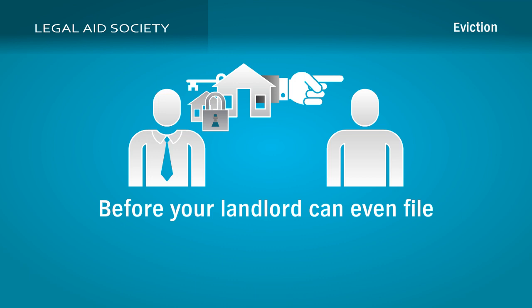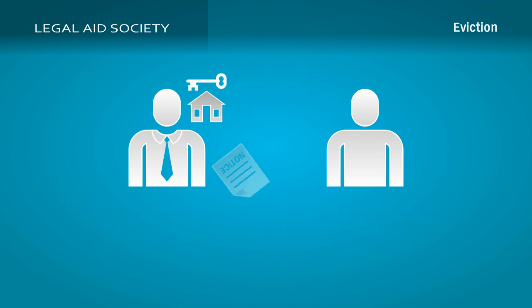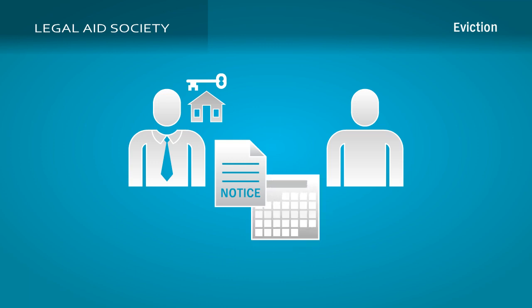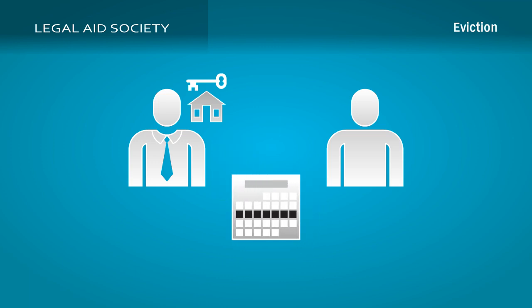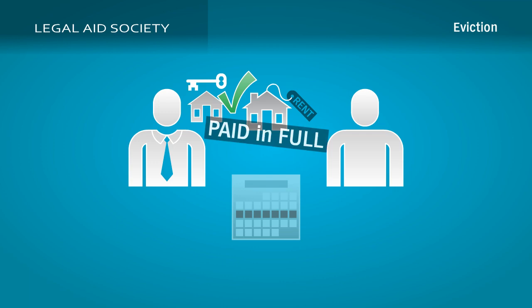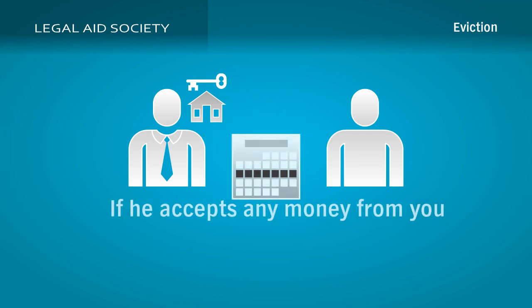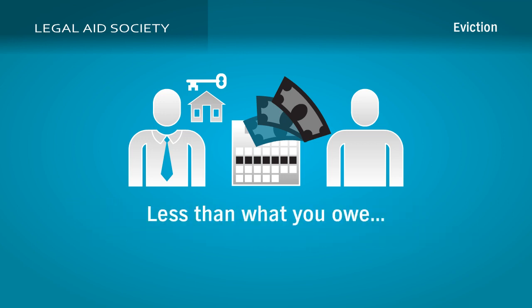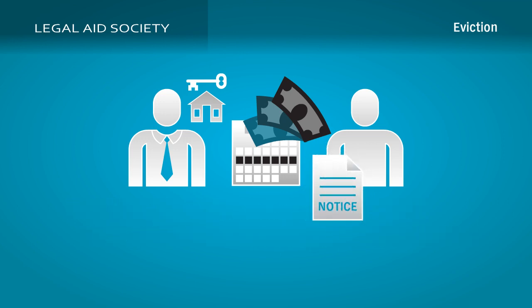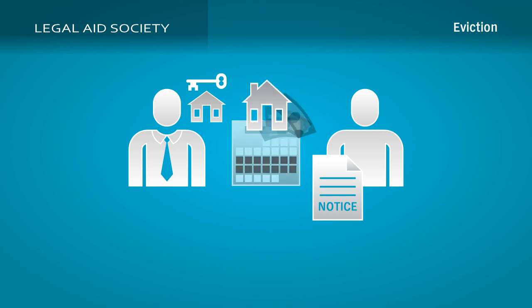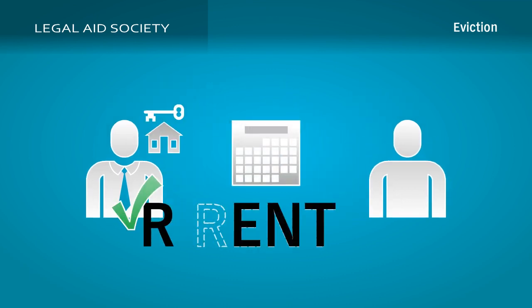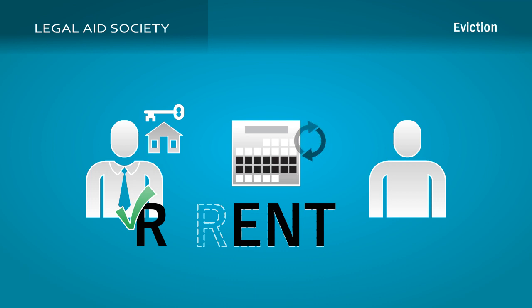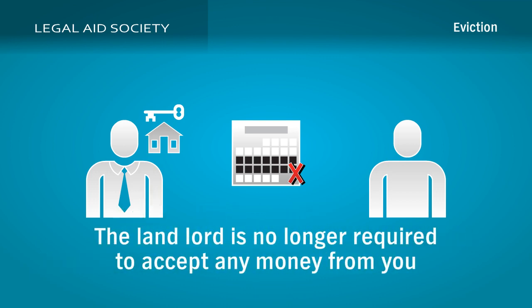Before your landlord could even file for an eviction in court, he must give you a notice and an opportunity to pay your rent within 7 days of the notice. During those 7 days, he is required to accept your rent if paid in full, including late fees. If he accepts any money from you at any time during those 7 days, even if it is less than the amount you owe, he must give you another notice and another 7-day opportunity to pay your rent in full. Basically, the landlord accepting a portion of what you owe in that 7-day period starts the 7-day process all over again. After the 7 days have expired, the landlord is no longer required to accept any money from you.